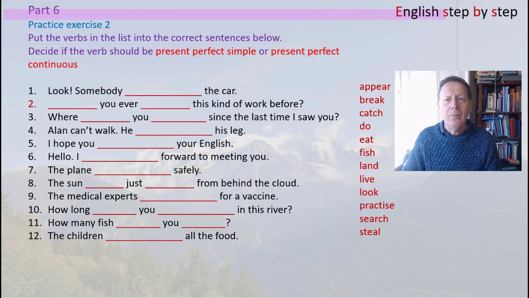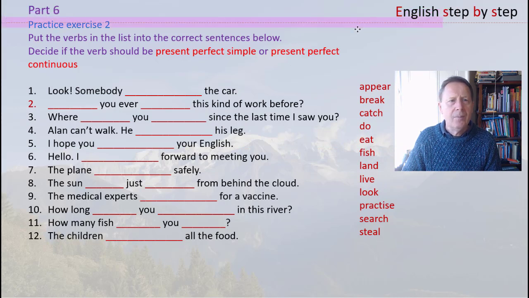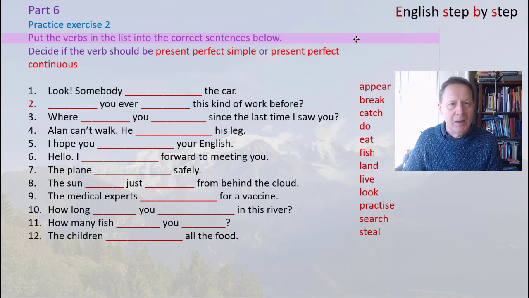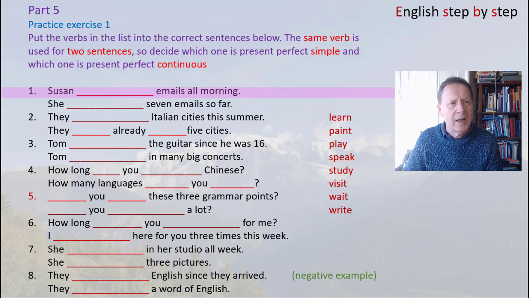Now in this one, the instructions are a little bit different. Put the verbs in the list into the correct sentences below. Decide if the verb should be present perfect simple or present perfect continuous. Alright, so I'm going to leave these 2 exercises up on the screen for 1 minute. You can pause the video, write down the answers, and then check the answers in the step 3 video.